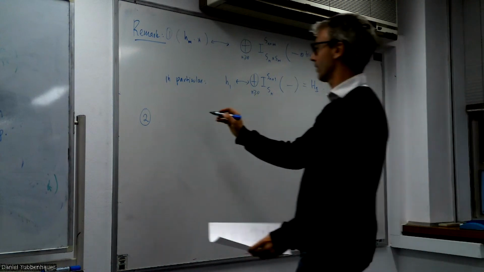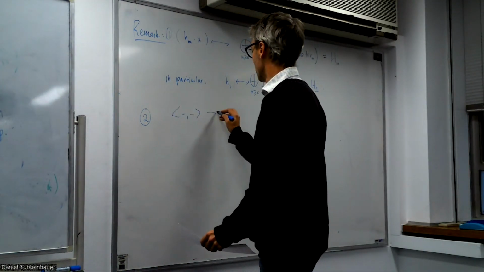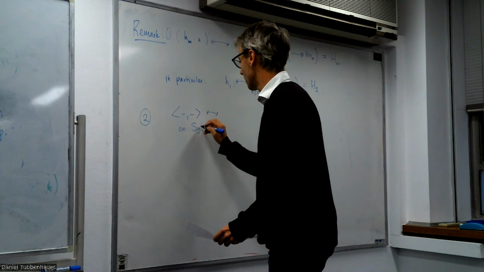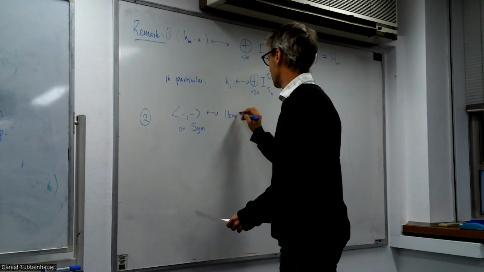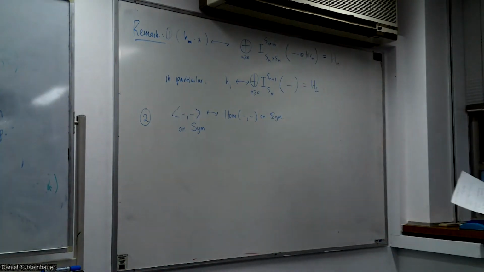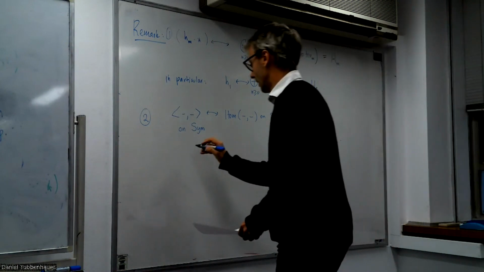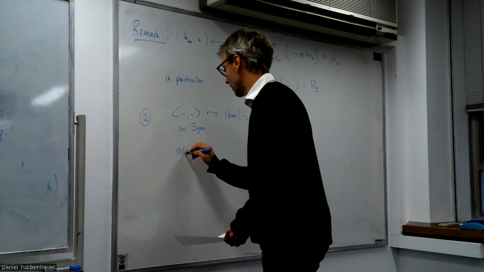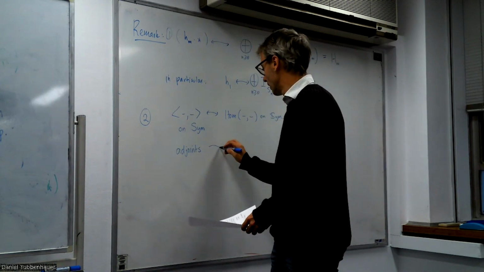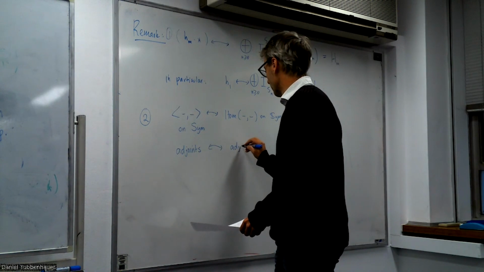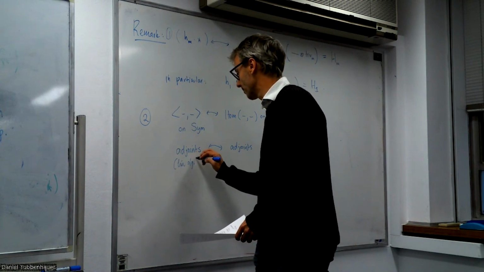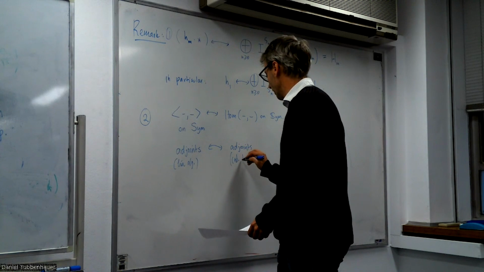So this is the statement that this form on symmetric functions corresponds to Hom on the category of representations. So in particular, adjoints in the sense of linear algebra correspond to adjoints in the sense of category theory.